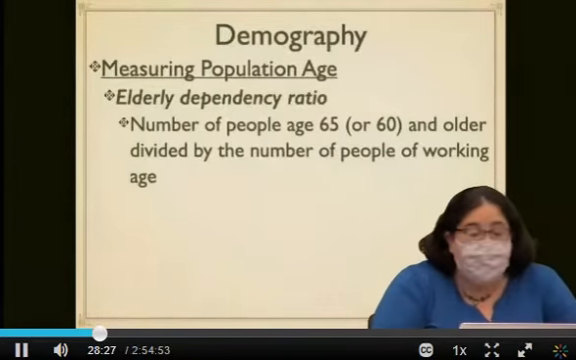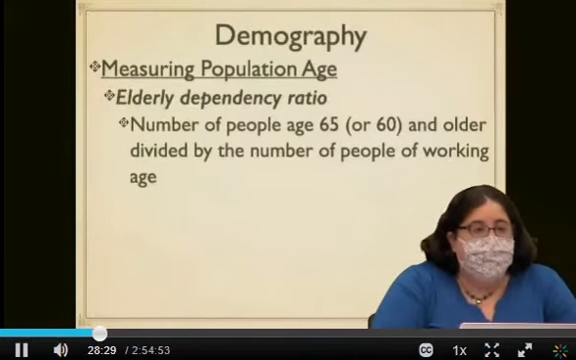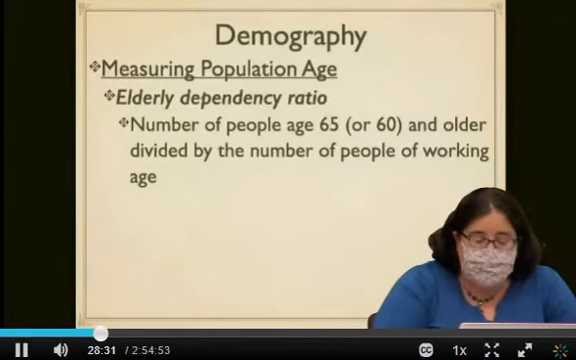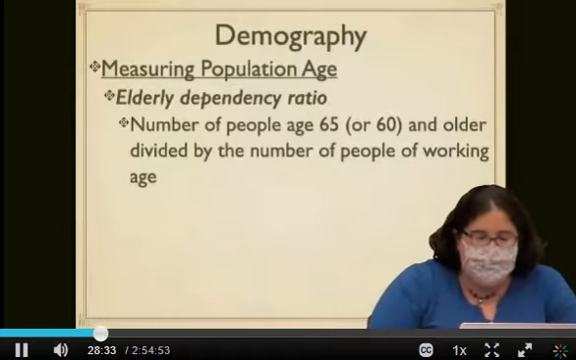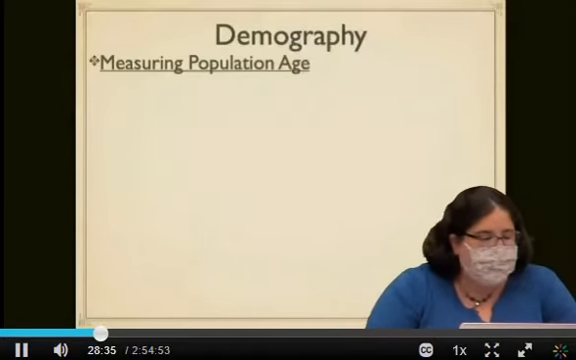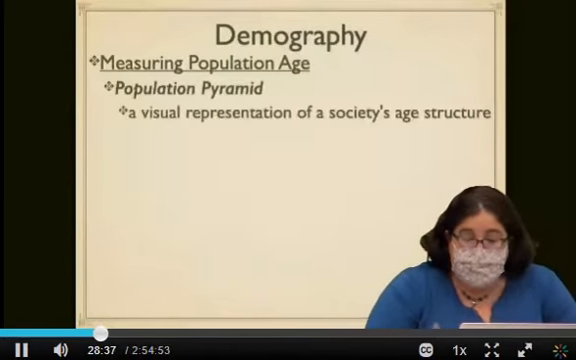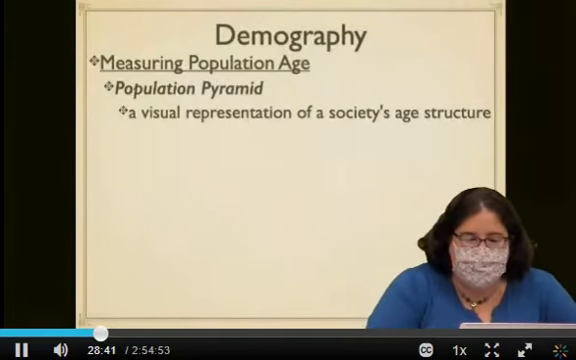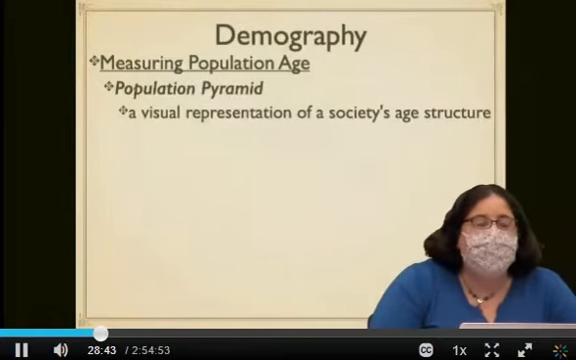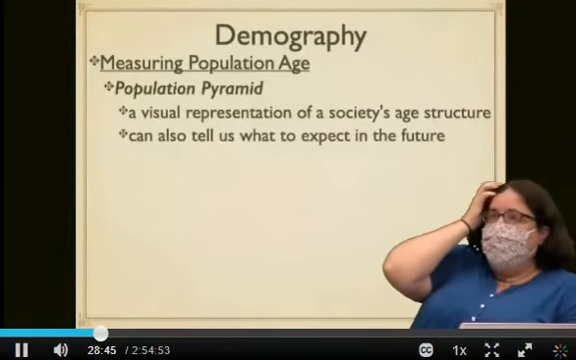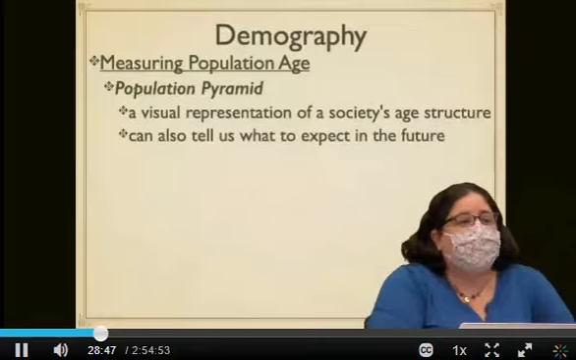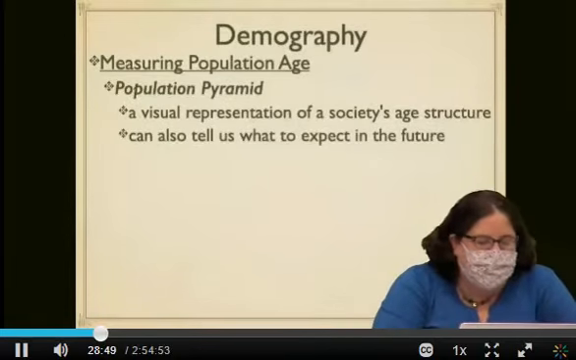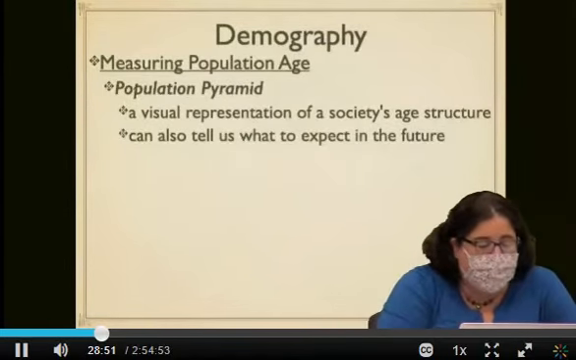Good question. So the way that we visualize age in demography is something called a population pyramid. It's a visual representation of a society's age structure. And the cool thing about population pyramids is they can tell us what to expect in the future, and I'll show you how in just a second.